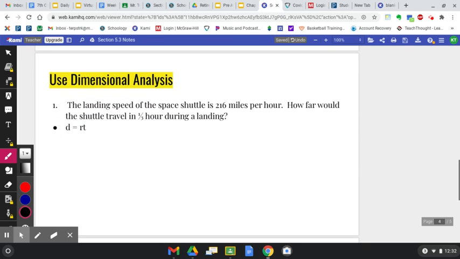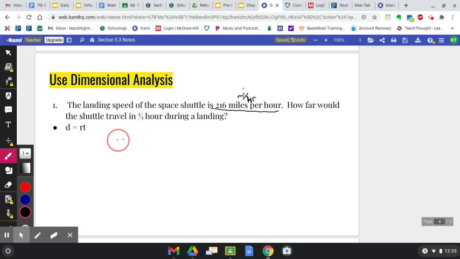Dimensional analysis, right? So you look here, and that's kind of a nice term to make it sound difficult, but these are problems that you've done in the past, right? Where distance equals rate times time. So it says the landing speed of a space shuttle is 216 miles per hour, right? So here's our dimensional analysis. We have miles per hour, or a lot of times it'll be written as MI over HR. Per just meaning divide.